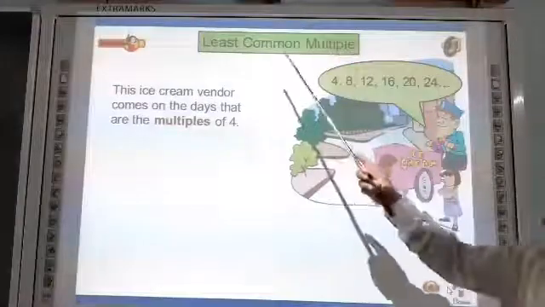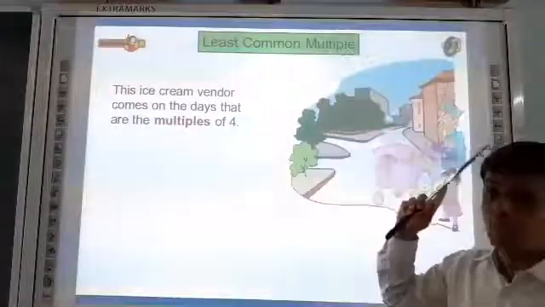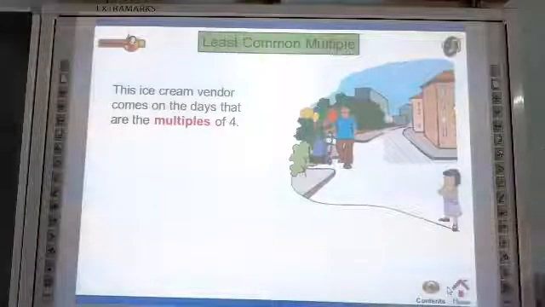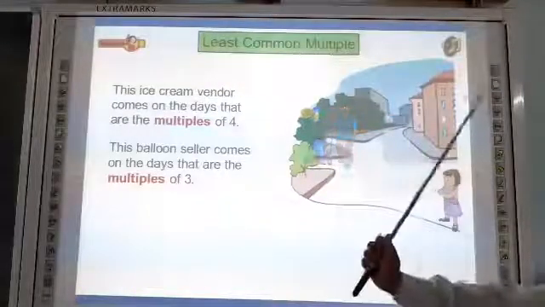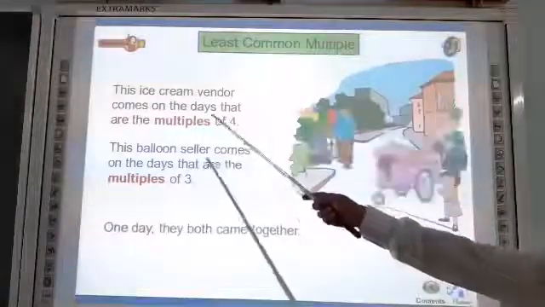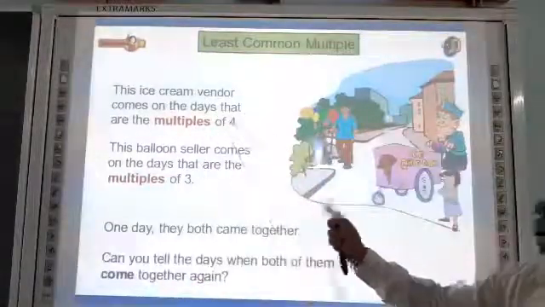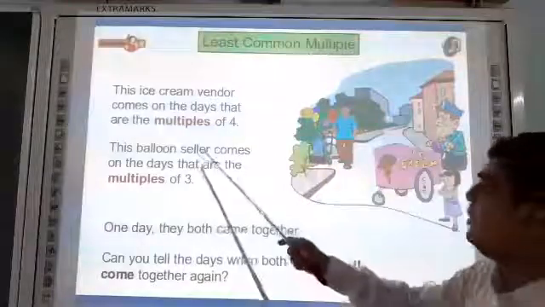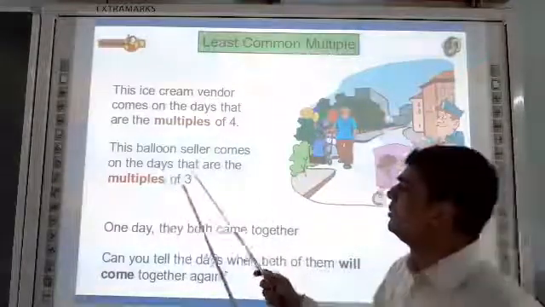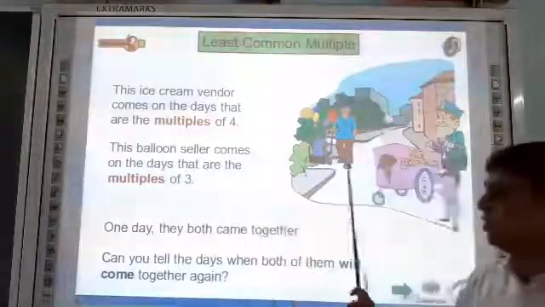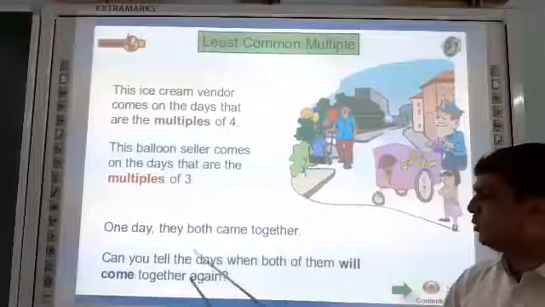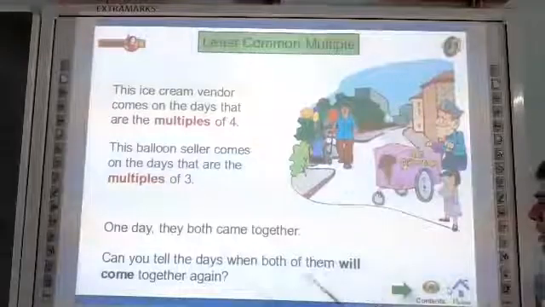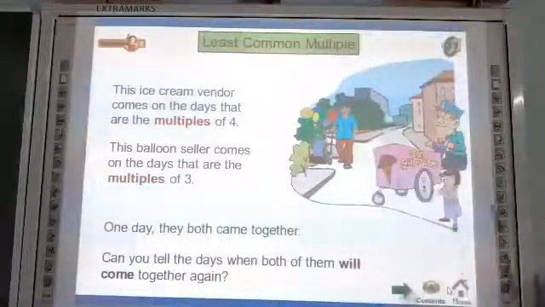Now next topic, least common multiples. Look at this. This ice cream vendor comes on the days that are the multiples of 4. This balloon seller comes on the days that are the multiples of 3. One day they both came together. Can you tell the days when both of them will come together again?